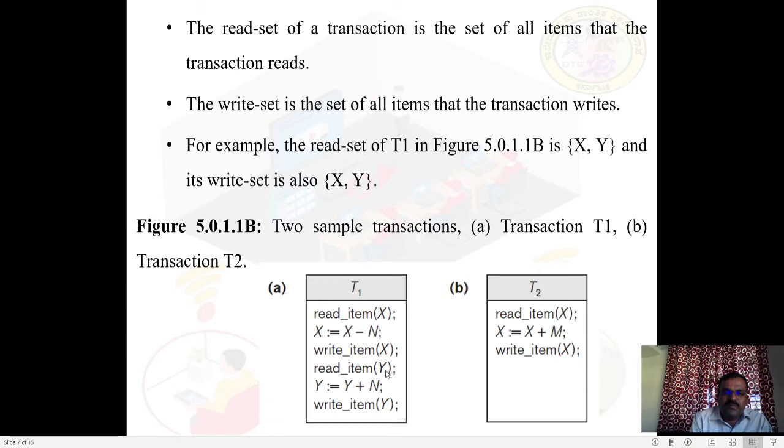Read another item y, for example 20. y is equal to y plus n, 20 plus 5, 25, right? The value 25 is written onto the database. Similarly, transaction T2. These are the two simple transactions.